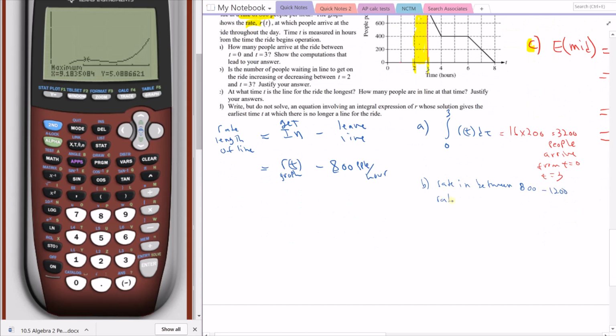Our rate out is always what? It's always 800. So think about it. The rate in has to be somewhere between that, and the rate out has to be 800. So are more people getting in line or more people leaving the line? The answer you should be saying is, well, more people are getting into line. Between 800 and 1200 people are getting in line, whereas only 800 people are leaving. So the line should be increasing because more people are getting in line.